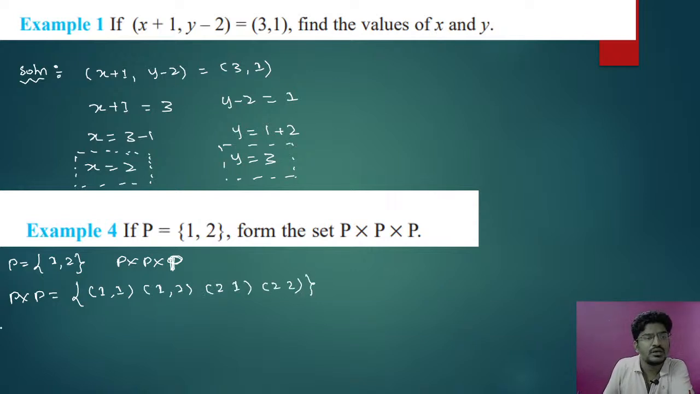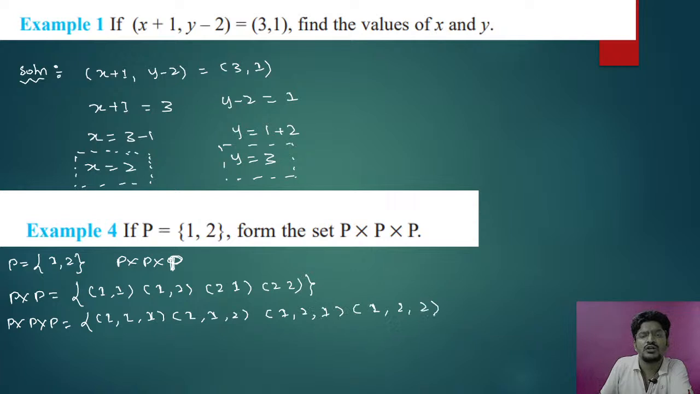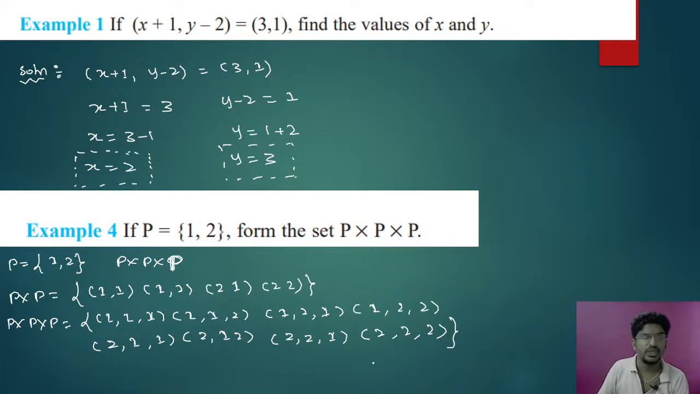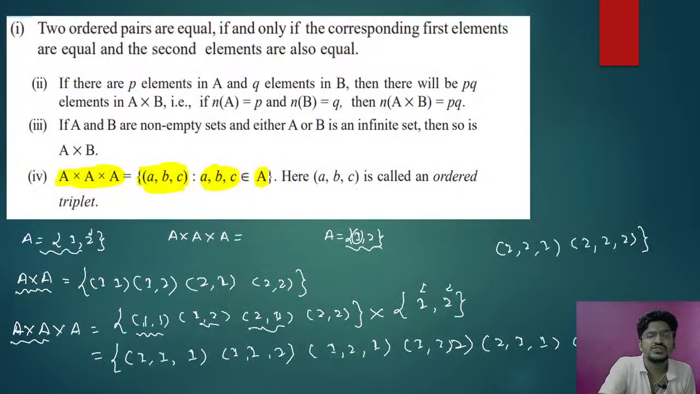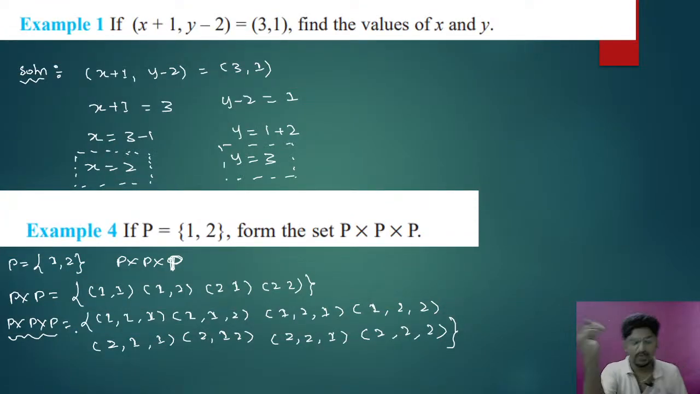Okay. Next, P cross P cross P will be (1,1,1), (1,1,2), here it will be (1,2,1), (1,2,2). Next it will be (2,1,1), (2,1,2) and next it will be (2,2,1), (2,2,2). Okay. So this is going to be your P cross P cross P. Already we have solved the same problem in the previous slide. Okay. So everyone can understand that. No problem. Very simple question.